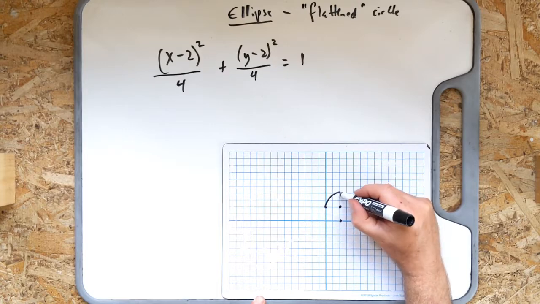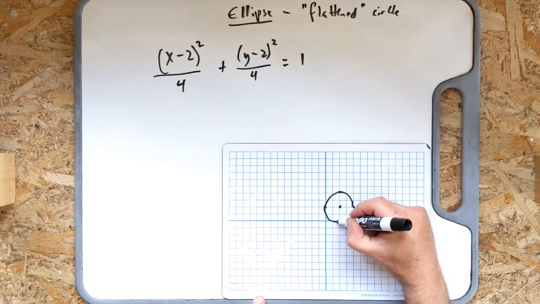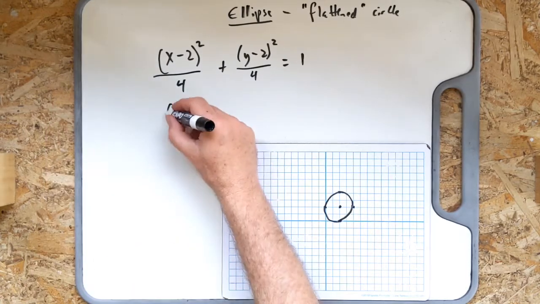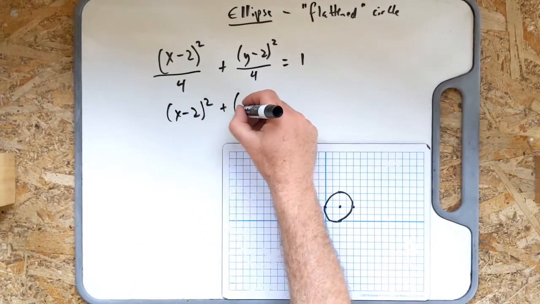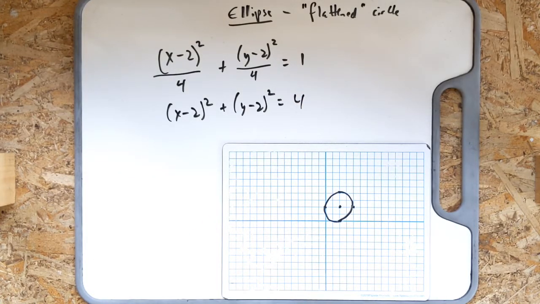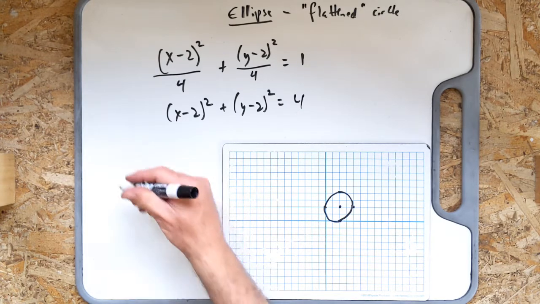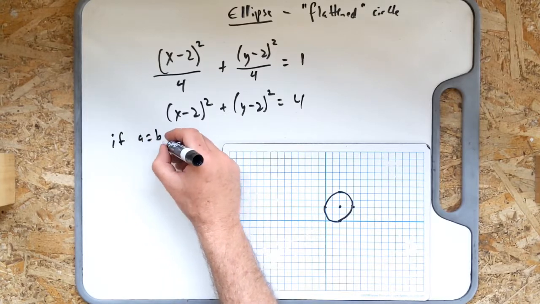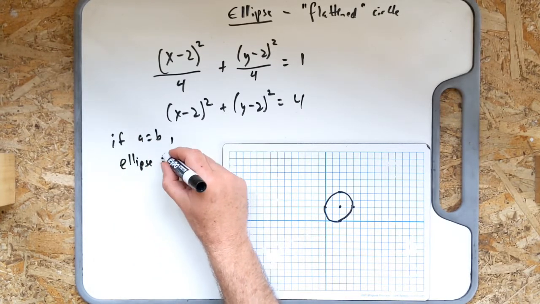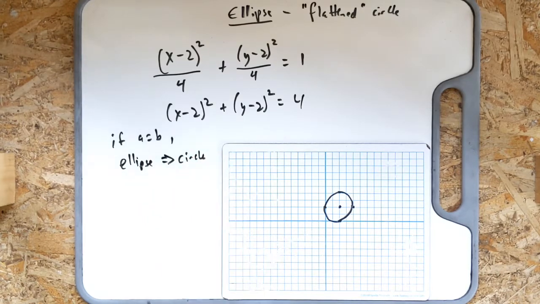So what do we have? We have a circle. That's because I could just multiply this whole equation by 4 and get this, which is a circle of radius 2, what we were doing a couple lessons ago. So what this means is, if a equals b, the ellipse equation becomes the circle. In other words, you don't really need the circle equation. It's just a special case of the ellipse.